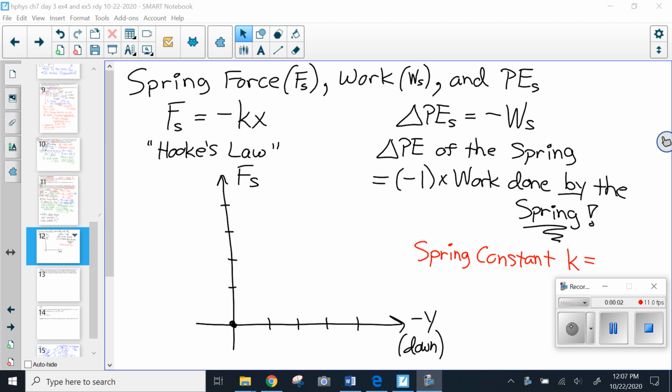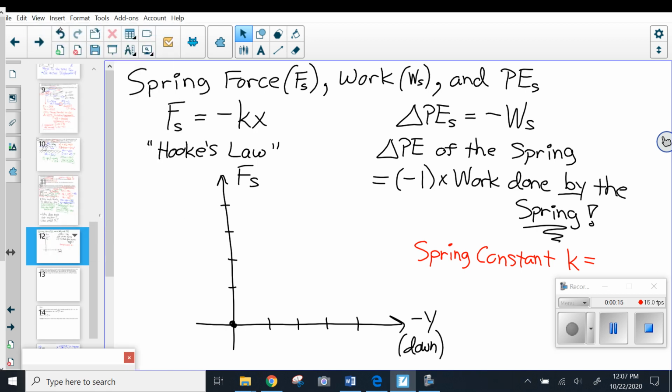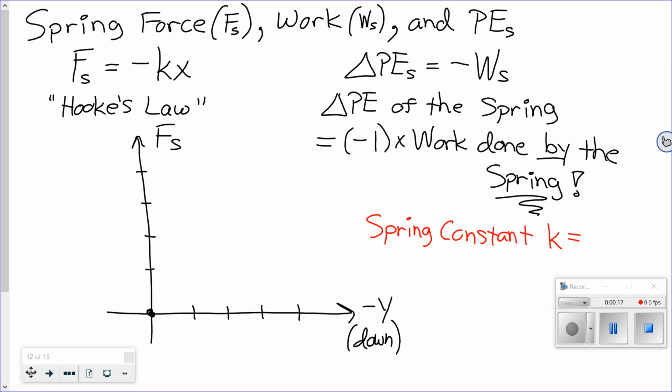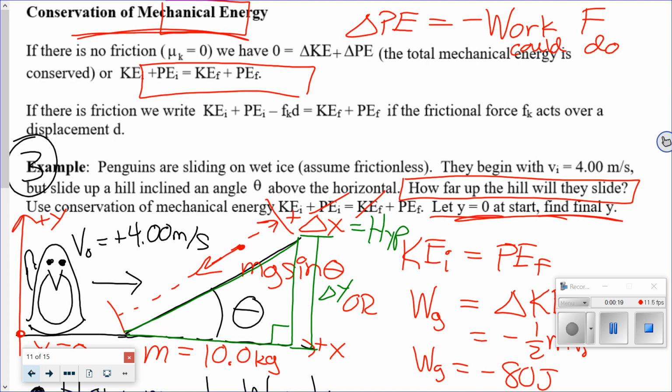Okay, we're going to talk spring potential energy and power, but first, we'll come back to this, especially if you're here in person. I want to make sure I explained this potential energy, change in energy stuff last time.